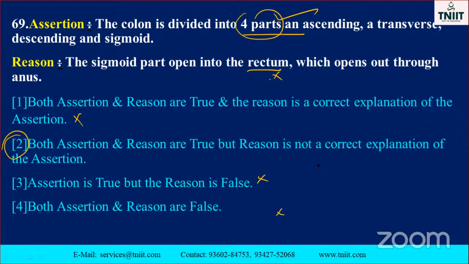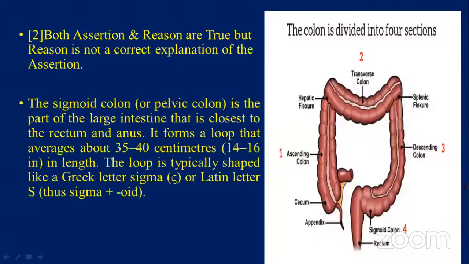So this is also a diagrammatical question. You must know the diagram, then only you can answer it. Otherwise, it is not possible. In diagrammatical questions, a maximum of 20 questions will be related or direct. Okay, my dear, see this one. This is the ascending colon. This one is called the descending colon. This one is called the transverse colon. And the last one is called the sigmoid colon. So the four parts are coming, isn't it? That's why the first option is correct.